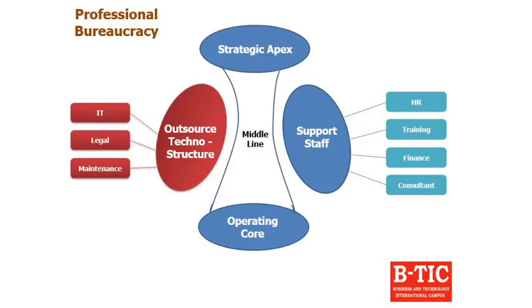If you need some legal support, you may bring in a lawyer from outside. He is not based in-house in your organization. He comes from outside and he provides legal assistance. Again, maintenance and cleaning of your office or of your factory can be outsourced to some other companies. In this case, we call it the professional bureaucracy structure because your techno structure is disabled or weak.